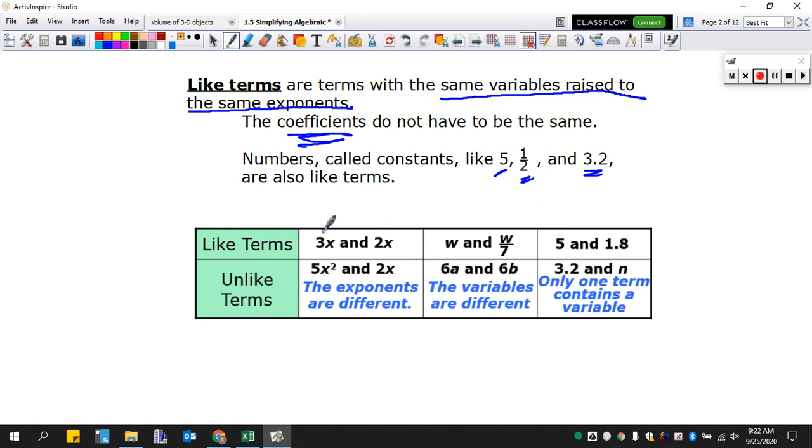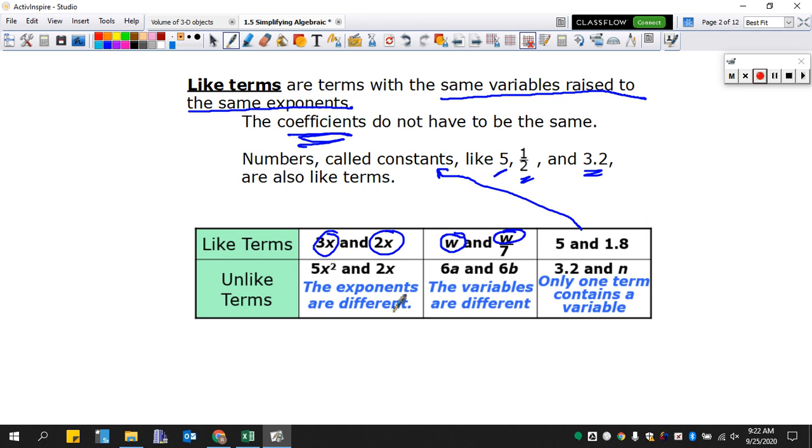Okay, so like terms here, you have a 3x and a 2x are like terms. They both have the variable x, okay, and it's not raised to a power. Next, w and w over 7. Well, you have the same variable, w, raised to the same power. And then you have 5 and 1.8. Well, those are the constants. Okay, so that's a constant, right?